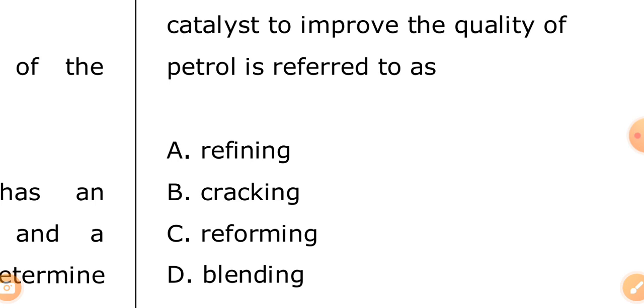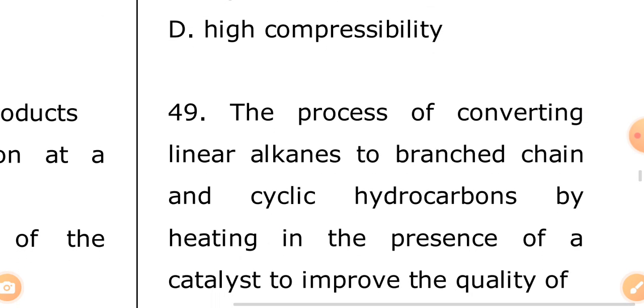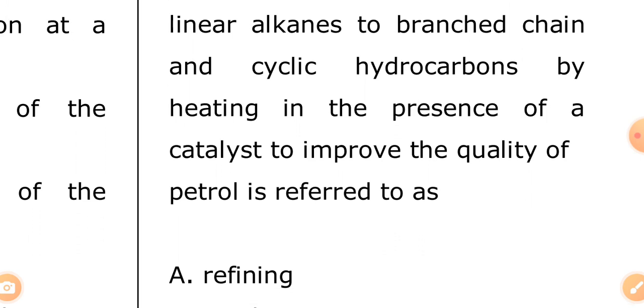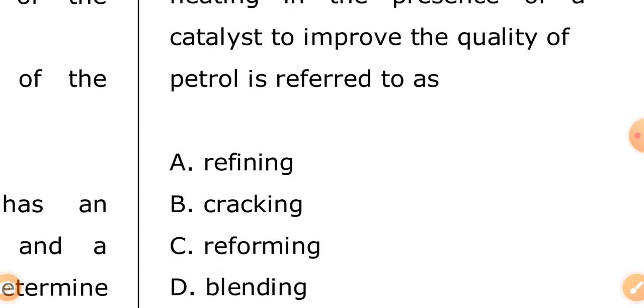D, blending. Let's look at the question again. The process of converting linear alkenes to branched chain and cyclic hydrocarbons by heating in the presence of a catalyst to improve the quality of petrol is referred to as dash. A, refining. B, cracking. C, reforming. D, blending. The answer is C, reforming.